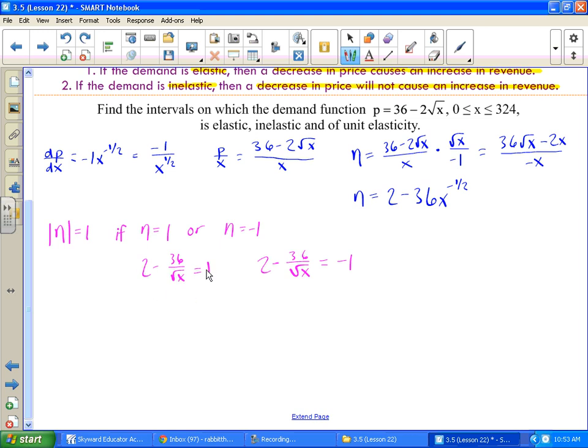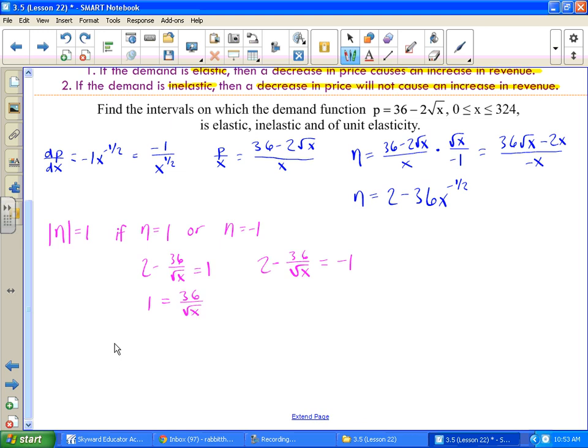I'm going to subtract 2, which gives me what? Negative 1. And aren't they both negative? So can I make them both positive? Can I do 2 steps in one here? Okay, so I'm moving the 1 over here, that's going to give me 1, and move this over there is going to give me positive 36 over square root of x.